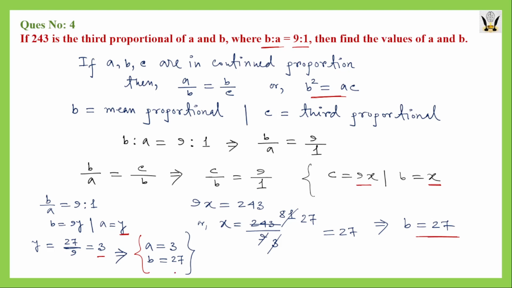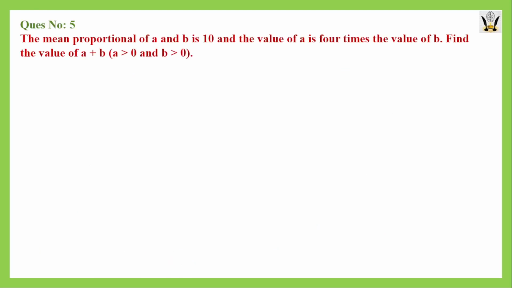So the final value or the answer of this problem sum will be a is equal to 3 and b is equal to 27. Now the next question and the last question of this class: the mean proportional of a and b is 10, and the value of a is 4 times the value of b. Find the value of a plus b.